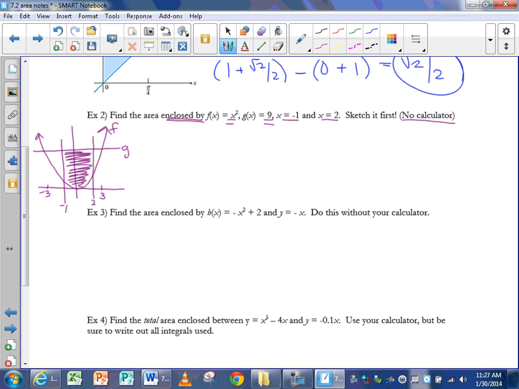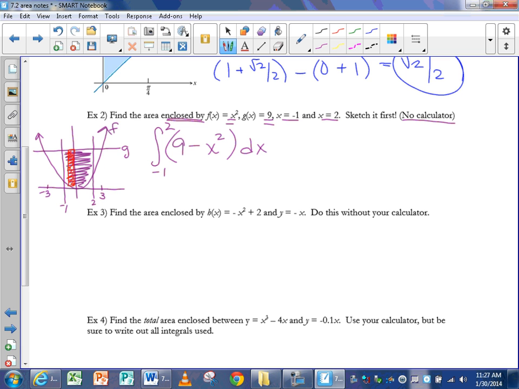So if I want to find the area of that shaded region, one of the things that sometimes I'll do is I'll draw in my representative rectangle just to give me an idea of what I'm looking at here. So if I want to find the area of that representative rectangle, I have to do top minus bottom to get the height. The top is g, which is 9. The bottom is x squared. And I'm shading from x equals negative 1 to 2.